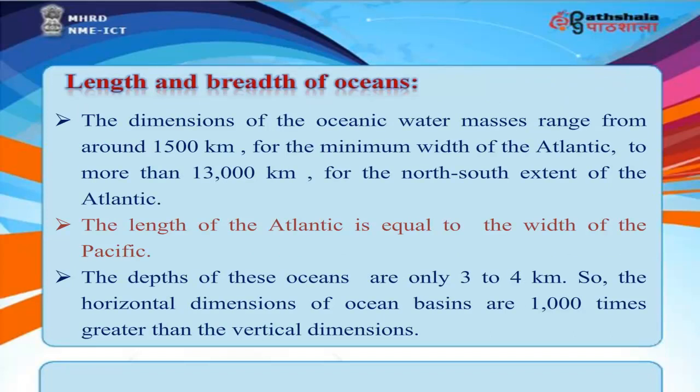Length and breadth of the oceans. The dimensions of the oceanic water masses range from around 1,500 kilometers for the minimum width of the Atlantic to more than 13,000 kilometers for the north-south extent of the Atlantic. The length of the Atlantic is equal to the width of the Pacific. The depths of these oceans are only 3 to 4 kilometers. So, the horizontal dimensions of ocean basins are 1,000 times greater than the vertical dimensions.